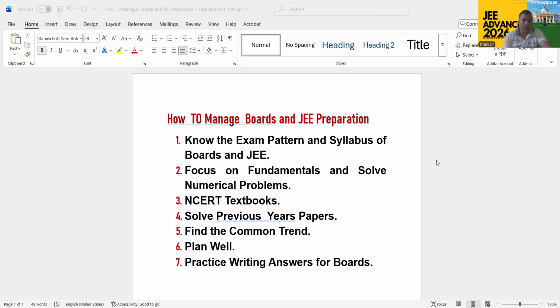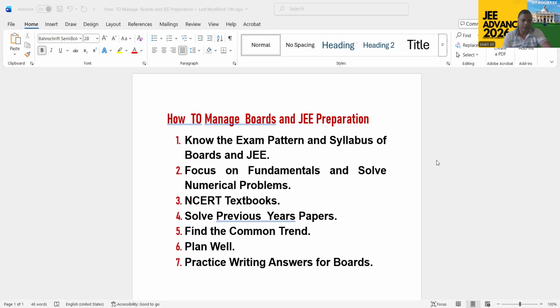Most important, for the boards, you have to solve the CBSE question papers, 10 sets of papers. You have to attempt all 10 papers. They are available on the CBSE website, and you can download and print them and solve the questions. Once you finish the chapter, go for the CBSE annual paper. Then you should shift towards JEE preparation.